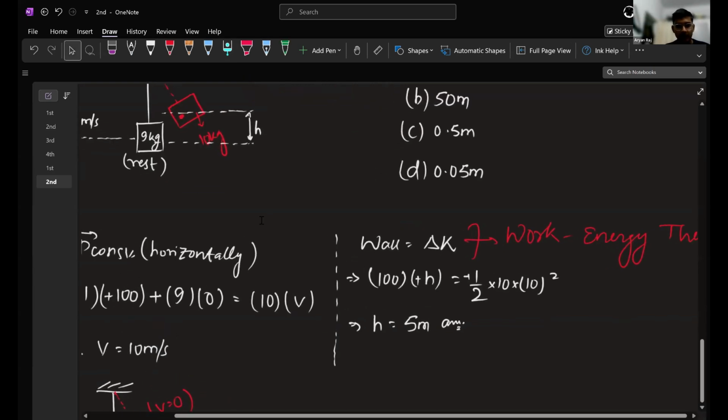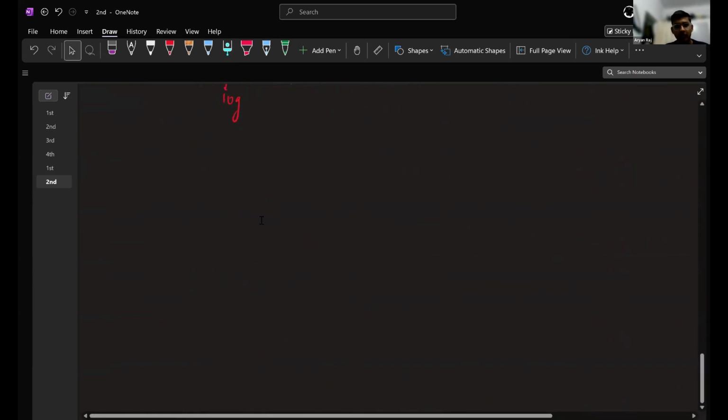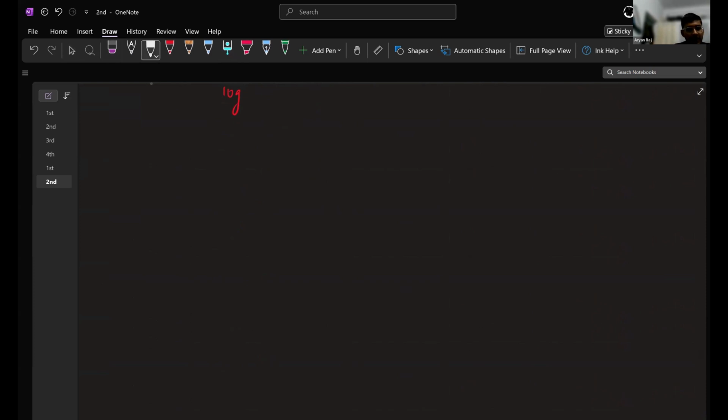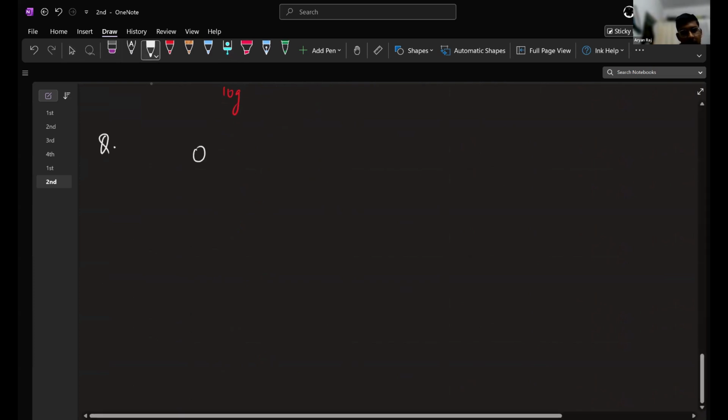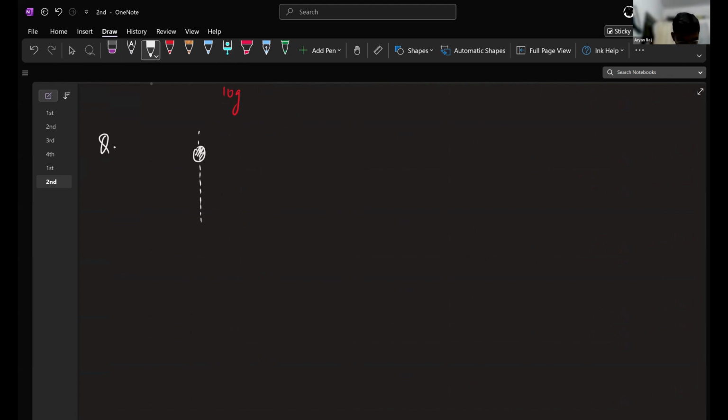Now, again, a good question. This is more of a concept than a question. An object is having a velocity of 5 meters per second at an angle of 37 degrees, and it is falling like this, and this is the ground.